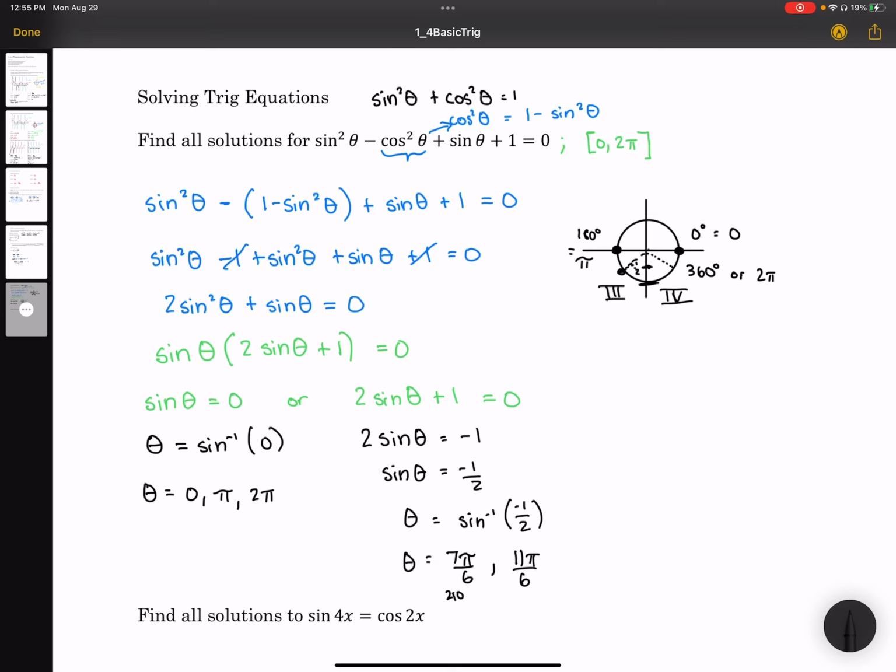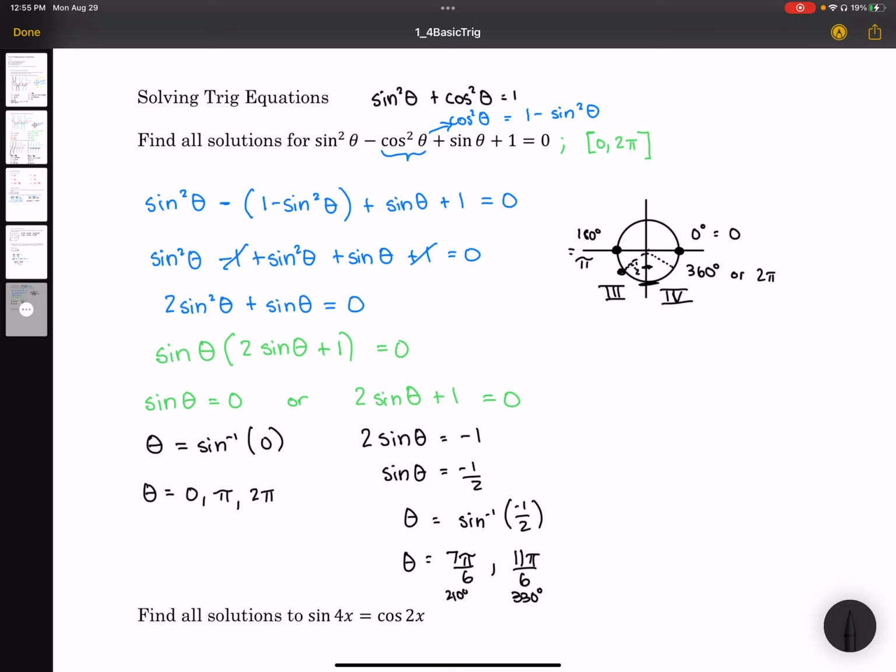So in radians, that's 7 pi over 6, I'm sorry, in degrees, that's 210 degrees. And then 11 pi over 6 is 330 degrees. So if you do not remember how to turn angles from degrees to radians, I would recommend reviewing that. It's something we'll talk about very briefly in class.